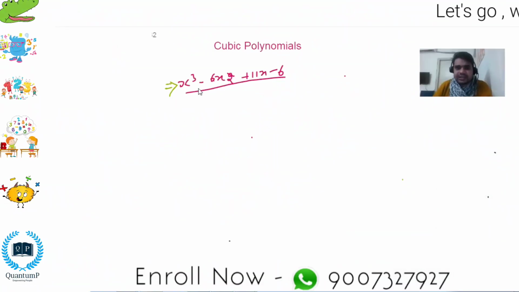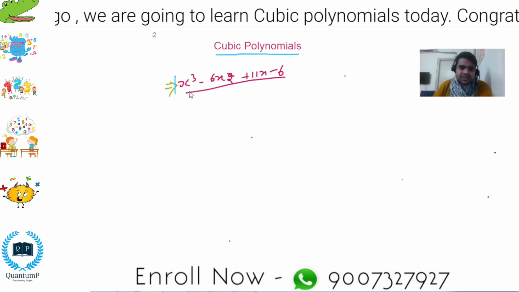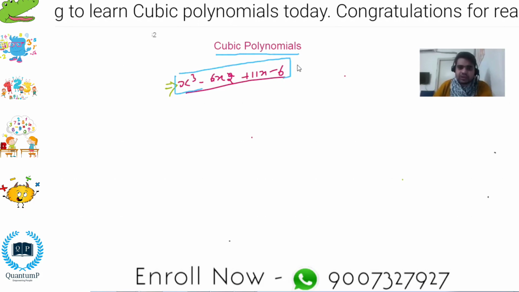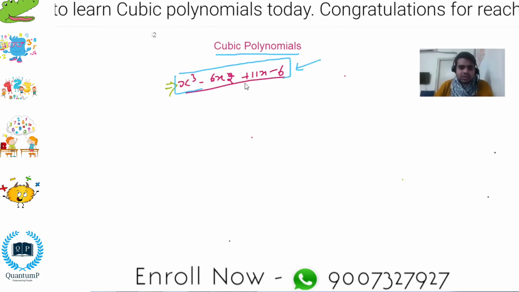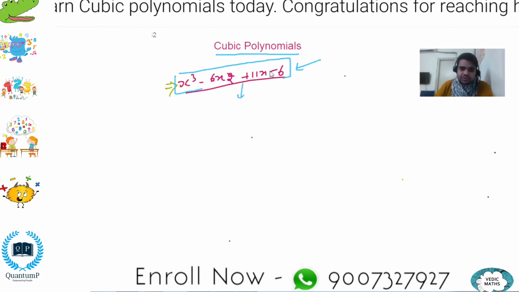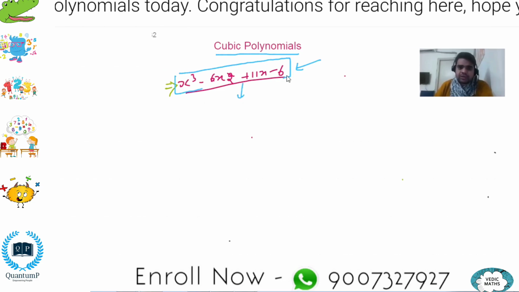Hello guys, let's start with the cubic polynomials. Okay, so you can see we have one of the cubic polynomials. I'm going to show you what the solutions of this equation are. It's actually an expression, and if you equate it with zero, then it will become an equation.